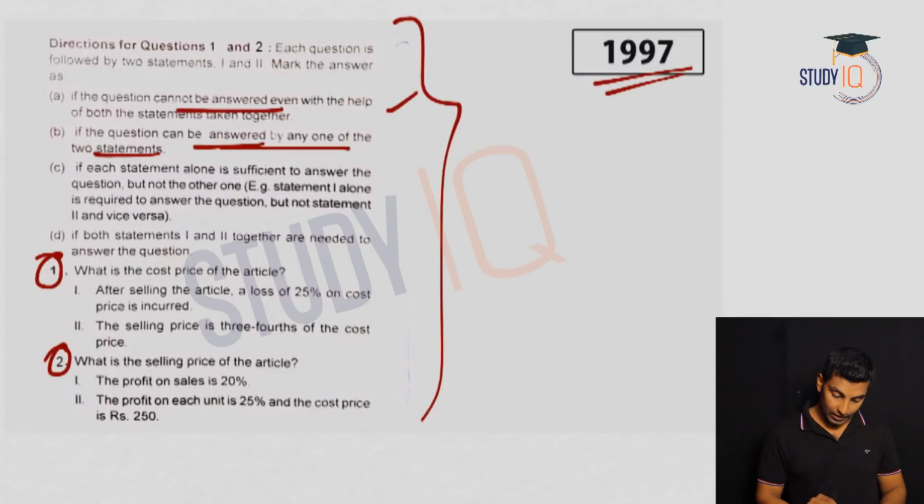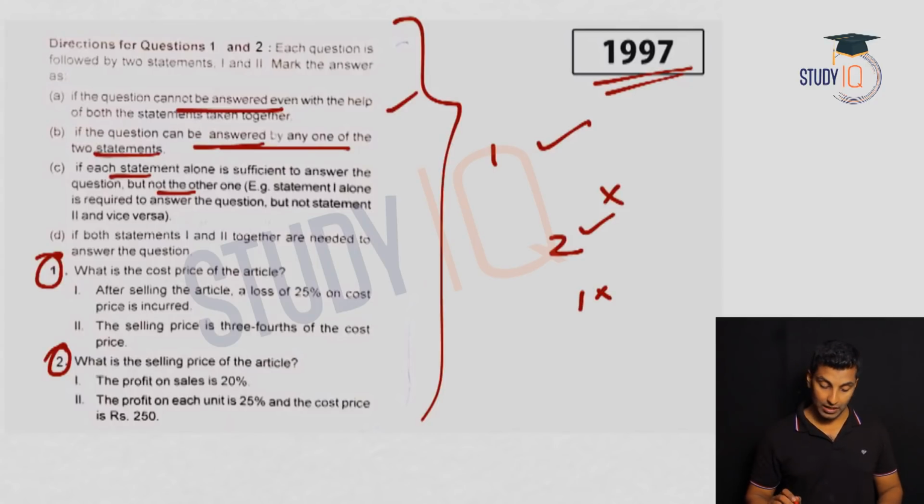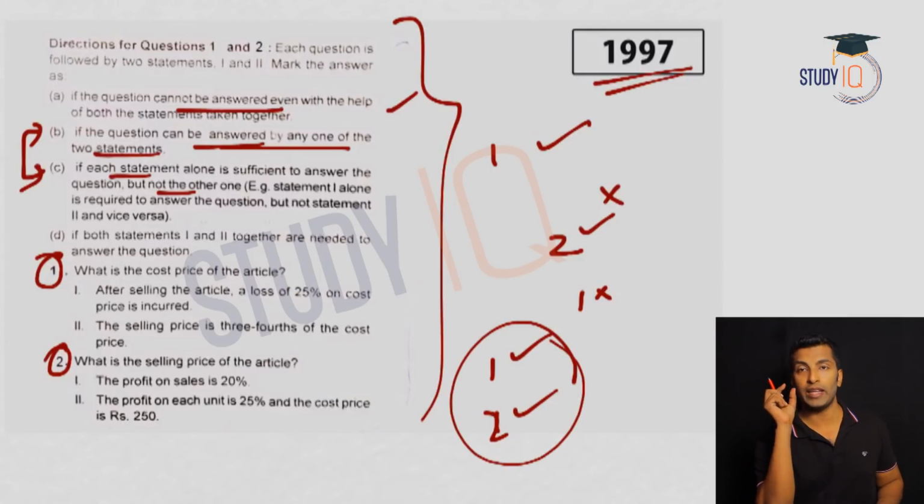Now the third: each statement alone is sufficient to answer the question, but not the other one. That means 1 is enough but 2 is not enough, or 2 is enough and 1 is not enough. This is the situation. So what you need to know is the difference between B and C. B says you can answer by using 1 alone and by using 2 alone. So even if you take 1 alone, you can answer, and 2 alone also you can answer. The third option says 1 will help you to answer but 2 will not help, or 1 will not help but 2 will help. Any one of the statements will help you to answer.